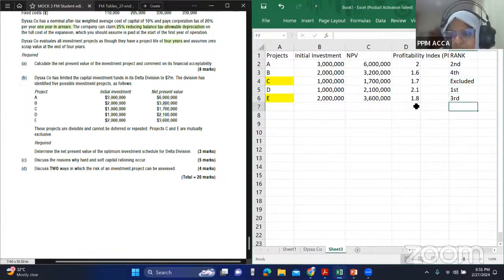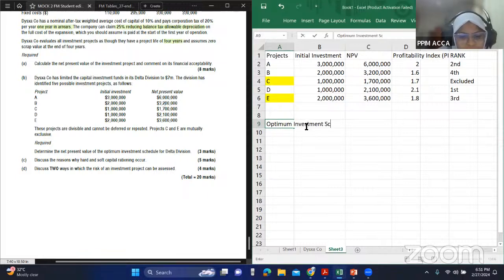So now we know we have to do our projects in this order. First, project D. Once we are done with that, if we have extra funds, project A. Then if we have extra funds, project E. And finally, if we have more, project B. Now let's type our optimum investment schedule. How much do we have in hand?